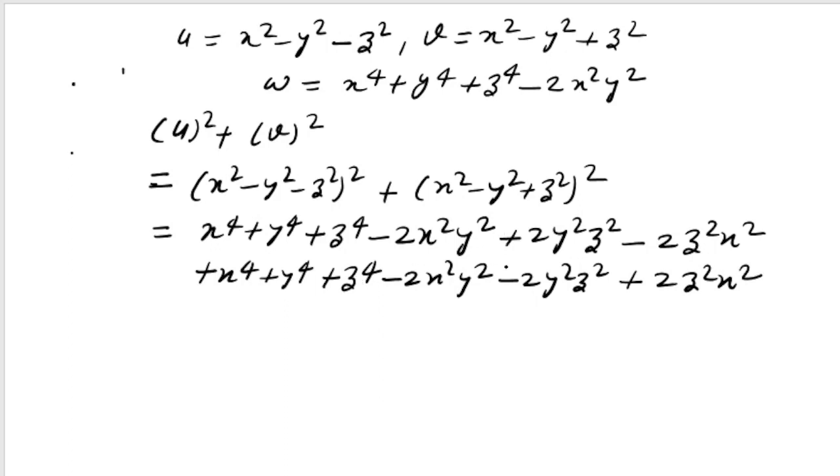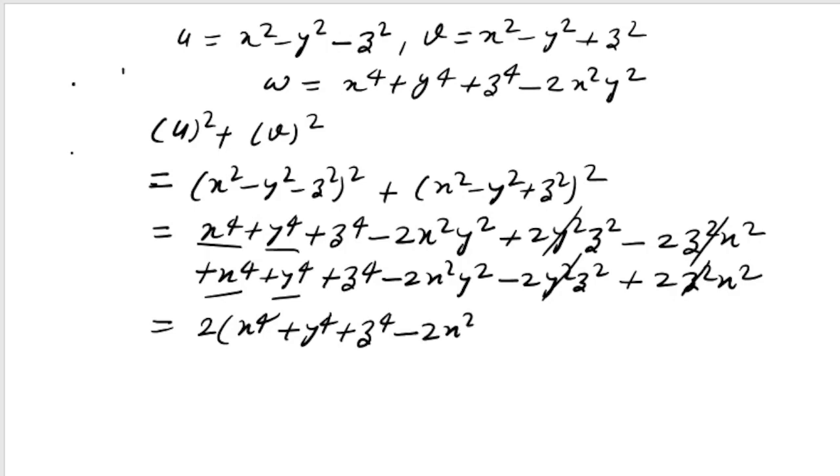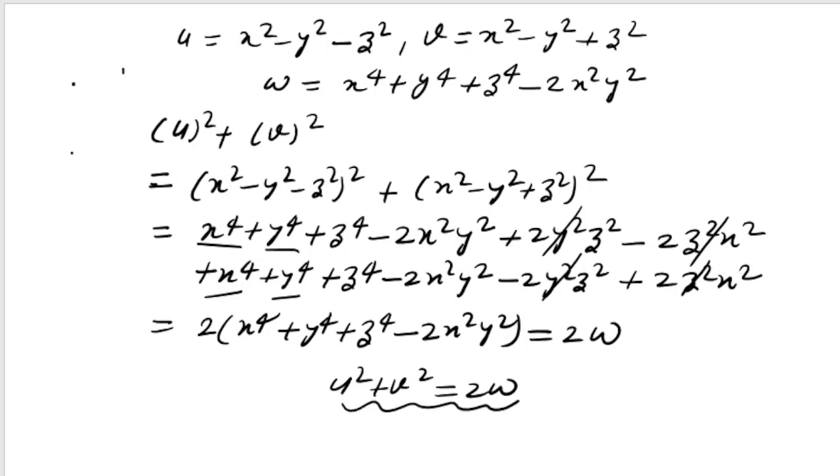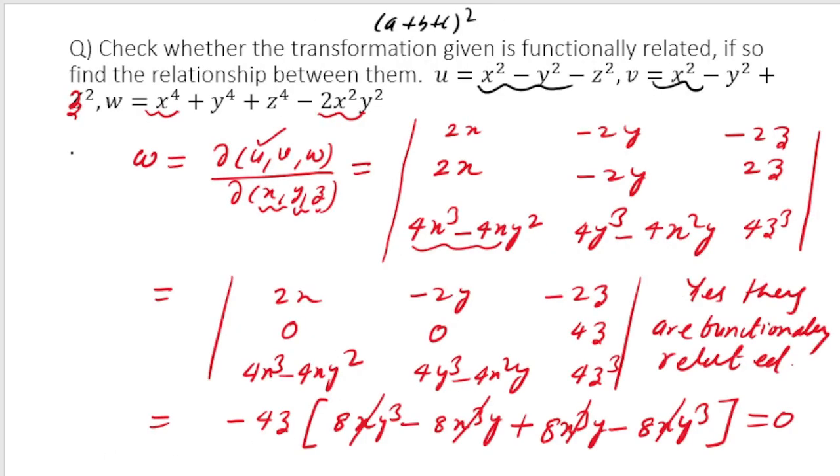So you can see that if I add, this term and this term cancel, this term and this term cancel. So we have x to the power 4 and x to the power 4, so 2 times x to the power 4, y to the power 4 plus z to the power 4, and minus 2x square y square. So we have got a relationship between them: if you add u square plus v square, you get 2w. This was known to us, that there will be a relationship, and we have just verified that this relationship is there, right? So this is all in this video.